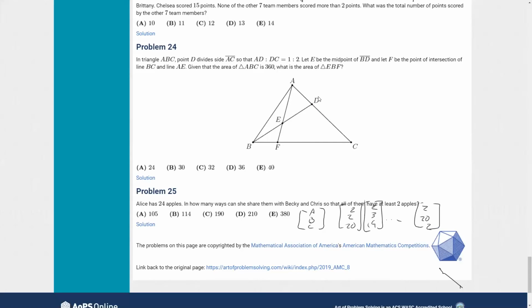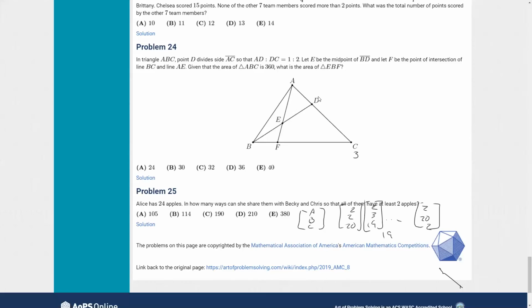So this shows us that if Alice can only get 2, Alice is going to stay stagnant. She's only going to get 2, and Becky and Chris are going to be the ones that go up and down in the number of apples that they can receive. So that means that we have 19 different ways that we can order this, assuming that Alice sticks to just having 2 apples. Now, this is the thing.